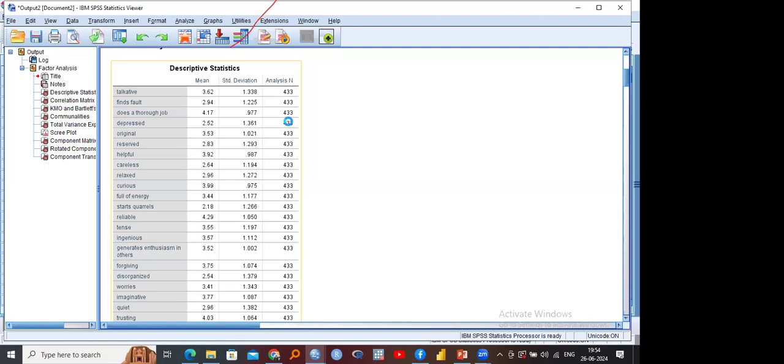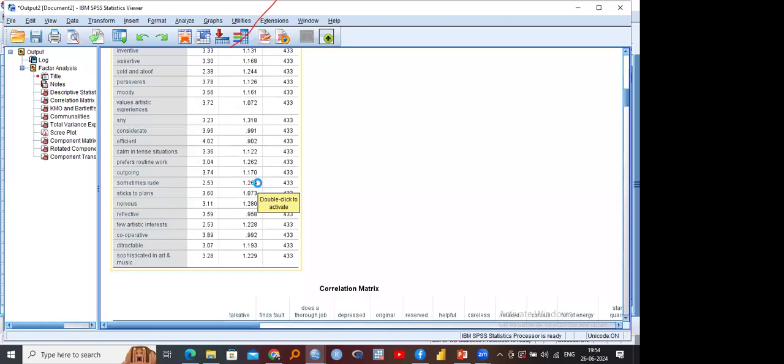Is the data collected ordinal? Yes, the data is on an ordinal scale only. Likert is ordinal. It is on a scale of 1 to 5. So it is ordinal. So first table is descriptive statistics.